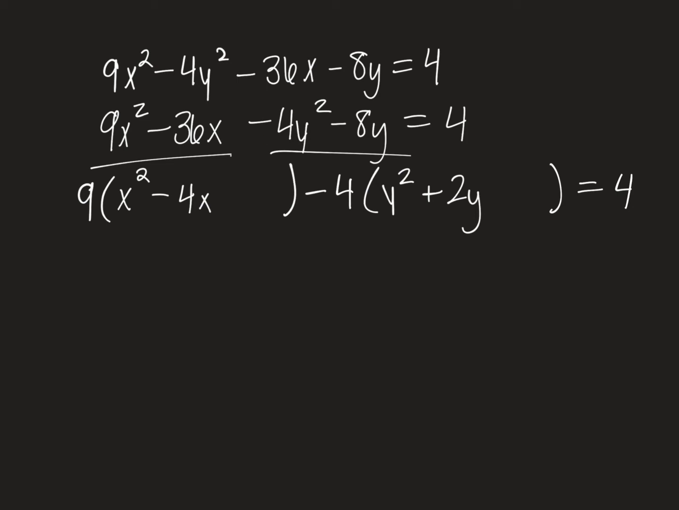Whichever one has the y squared or the x squared, one of those will have a negative in front of it. So make sure you factor out that negative. You have to factor out the whole number.